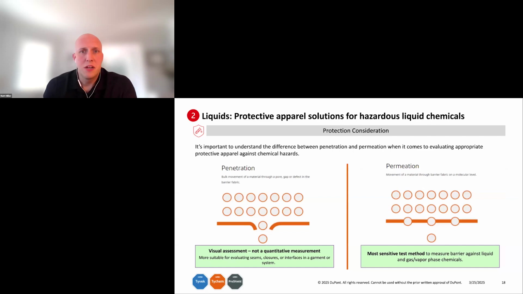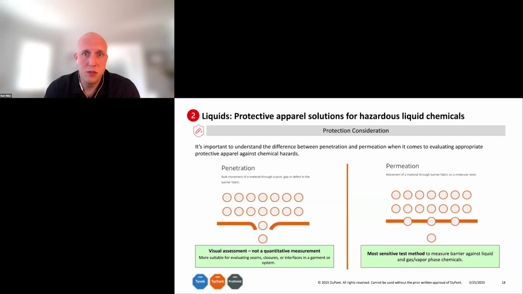So I talked about protection. We have protection data against greater than 40 chemical challenges for the 2000 fabric. And when we talk about protection, there are 2 different considerations. The first one is what's called penetration. And penetration is just that. It's something that we can visually see. There is no scientific method to it.